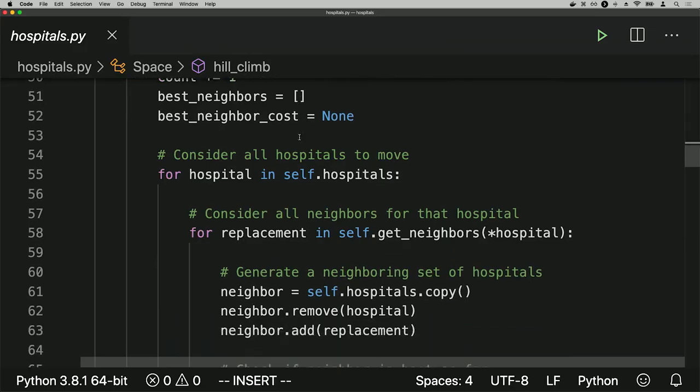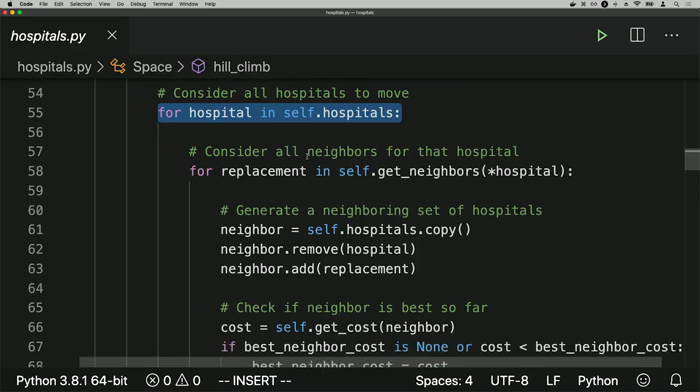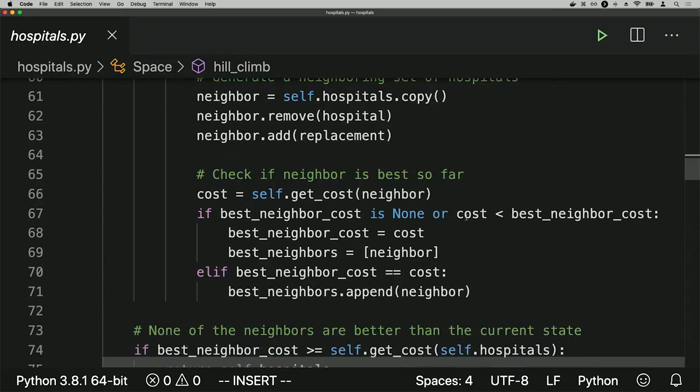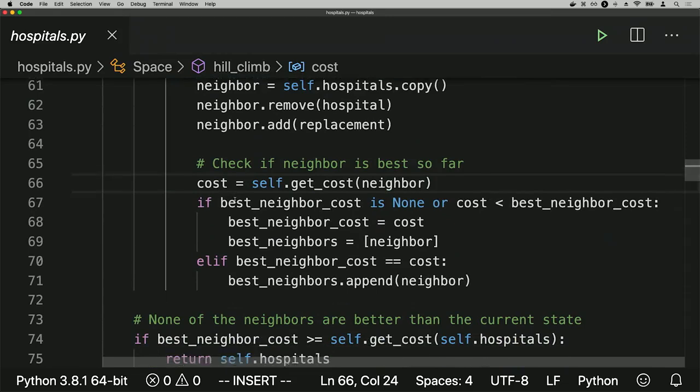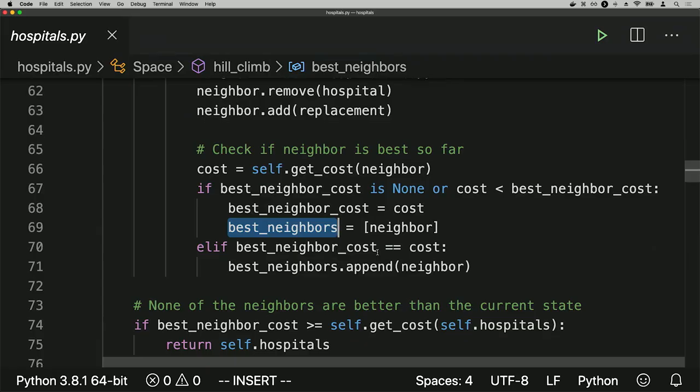And now we'll basically consider all of the hospitals that could potentially move. So consider each of the 2 hospitals, or more hospitals if there are more than that. And consider all of the places where that hospital could move to, some neighbor of that hospital that we can move to. And then see, is this going to be better than where we were currently? So if it is going to be better, then we'll go ahead and update our best neighbor and keep track of this new best neighbor that we found.